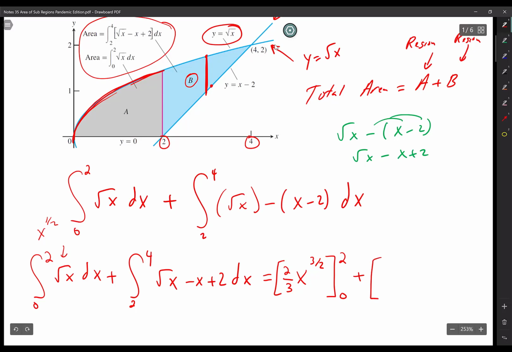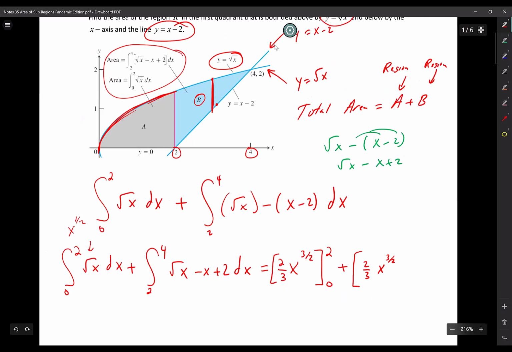Let's see. Antiderivative of the square root of x, we already said that's 2/3. So I'm going to write 2/3 x to the 3/2. Let's see if I can fit it in here, guys. Minus the antiderivative of x, which is x squared over 2. You can say half x squared if you want. Plus the antiderivative of 2, which is 2x. I close my 3 terms that I'm adding up. I put a lower limit of 2 at the bottom and an upper limit of 4 at the top.